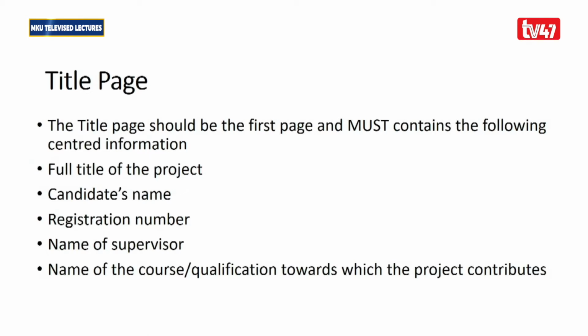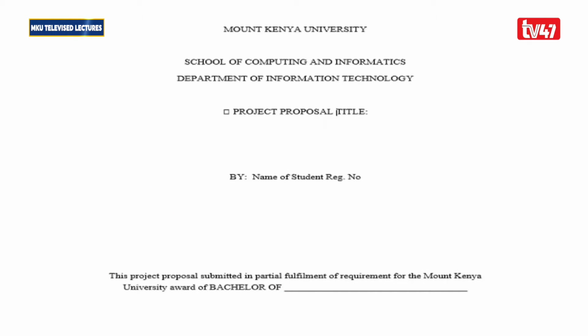Now, in the next slide, we have a sample title page. Our sample title page has the name of our university at the top, Mount Kenya University. It has the school which you belong to, that is School of Computing and Informatics. It has the department you are in, Department of Information Technology. It has the project title or the proposed project proposal title. It has your name and registration number, and then the contribution. It says that the project proposal is submitted for partial fulfillment of requirement for and the program. So you will put those words in that exact manner.